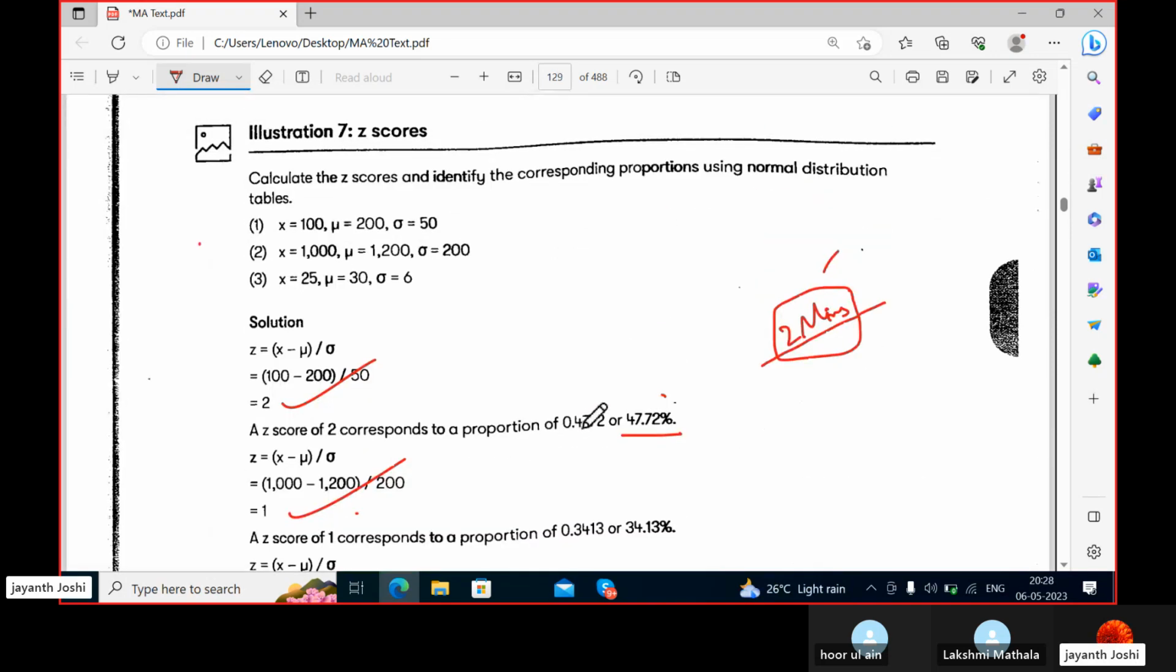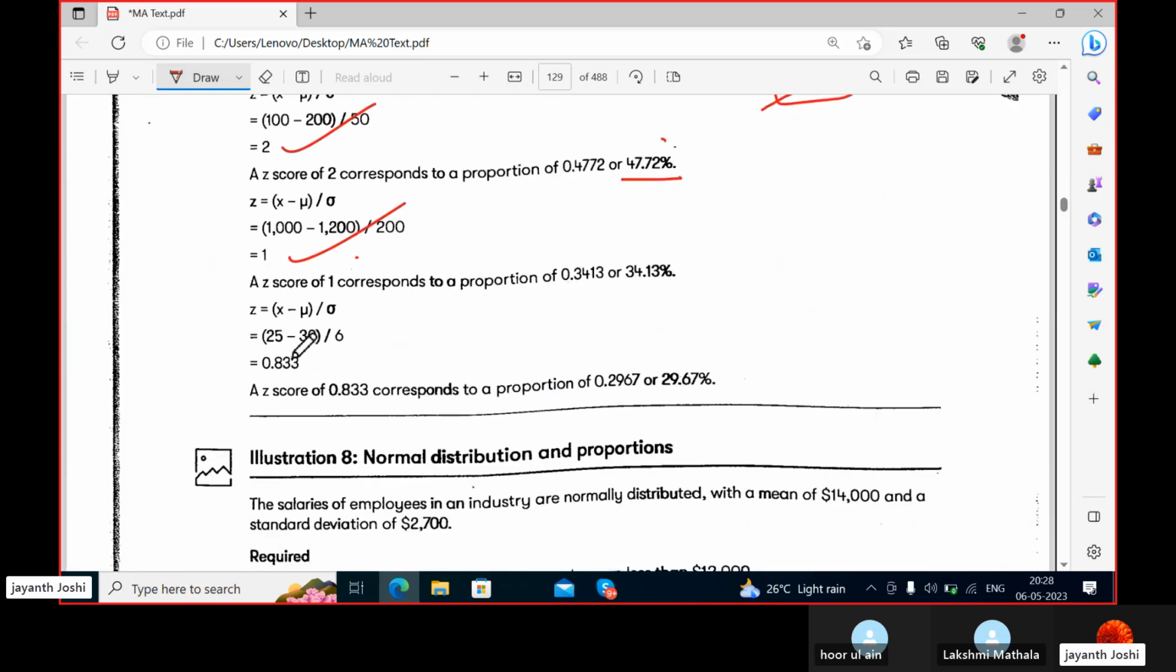So 0.4772. Likewise, if you take the z-table, you will get 1, which will be 34.13. And then 0.833, that means it's exactly 2.00, like that. Then it's 1.00, it's 0.833. We'll check. They are getting 0.92967. I'll show you that even.